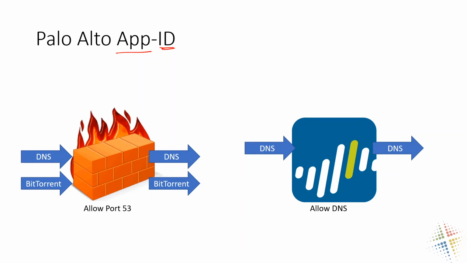Along comes, say, BitTorrent, and they reconfigure their environment to run on port 53. It hits the Palo Alto, and the Palo Alto says, you're running on port 53, but you're not DNS. Therefore, I'm going to go ahead and just deny you. You are not allowed in my environment. And I'm going to hopefully tell the security administrators that somebody is running rogue traffic in my environment.